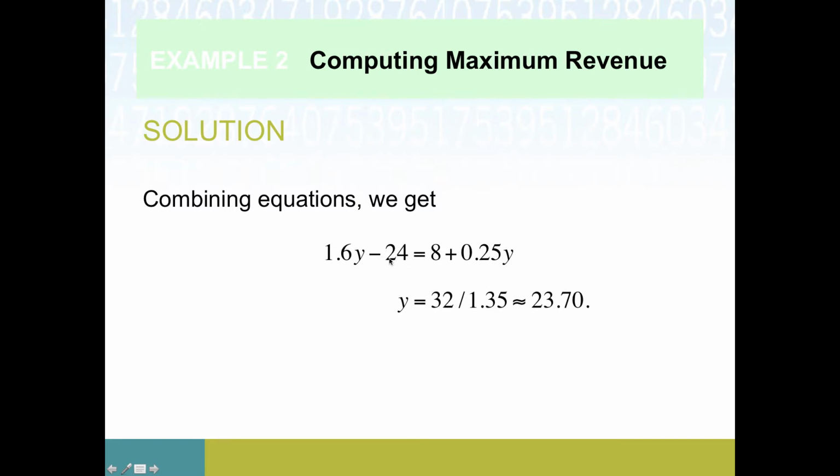So with some quick algebra, we can add the 24 over to get 32. We can subtract this 0.25 to get a 1.35 factor on this y. Divide that out, and lo and behold, we've got ourselves a value for y. Remember, we're not done at this point, though. We're looking for a critical point for this nut sales thing. So we need both an x and a y because our inputs for this function were both x and y.